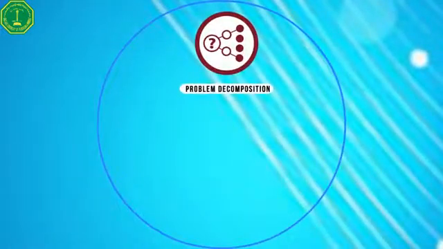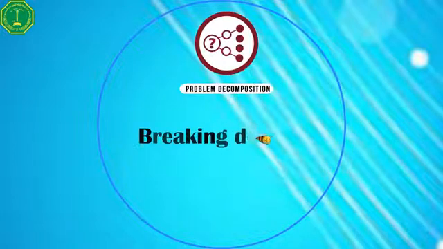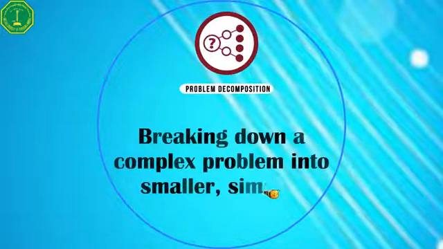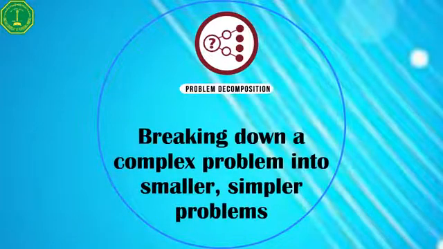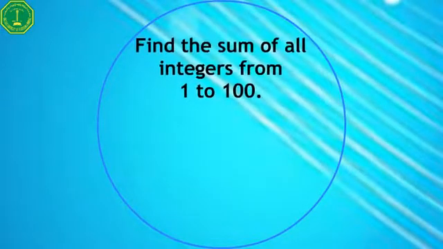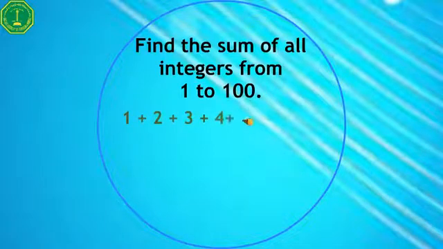The first step of computational thinking is decomposition. It involves breaking down a complex problem into smaller, simpler, more manageable problems. For example, take this mathematics problem. Find the sum of all integers from 1 to 100. It means 1 plus 2 plus 3 plus 4 and so forth. Continue this pattern until adding number 100. How can we solve this problem?